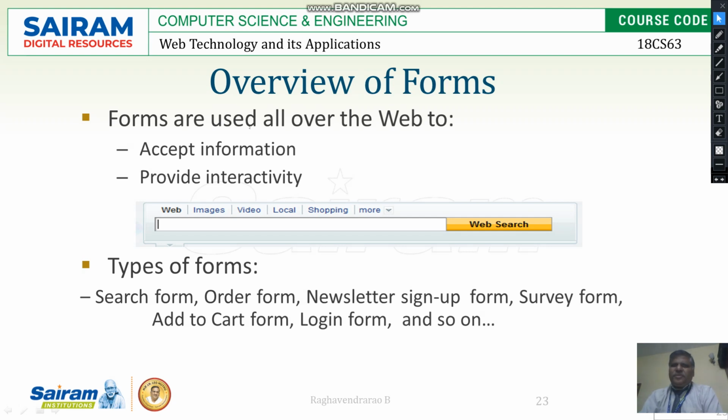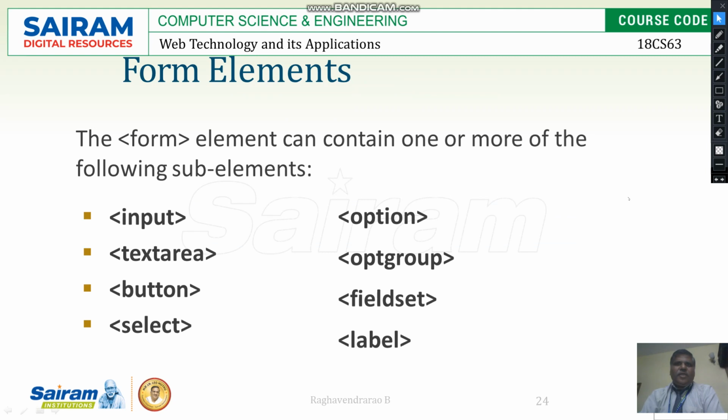The intention of a form is to accept information and provide interactivity. These two are important for forms. Now, what are the form elements? Basically there are 8 elements. The form elements are the tags: input, fieldset, label. For all these I am going to demonstrate the program, because individually the input is going to have a number of attributes again. So let us execute the programs and you will come to know about that.